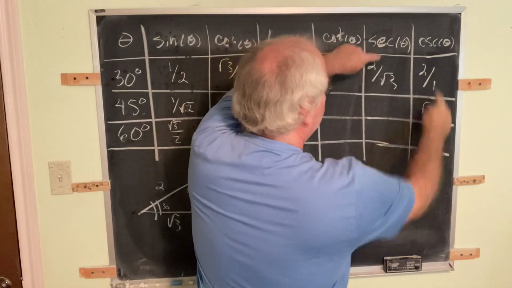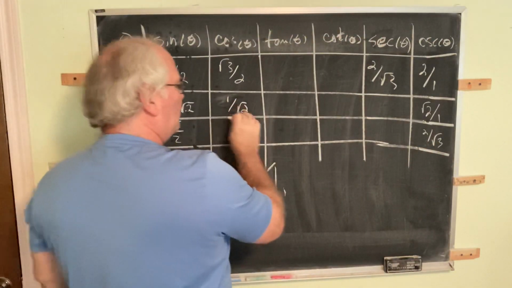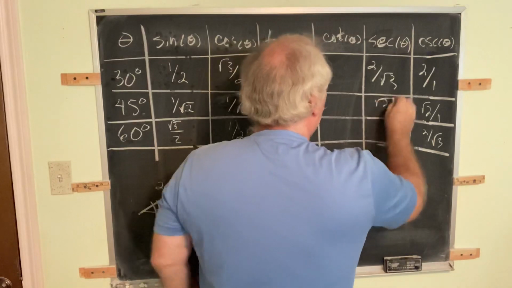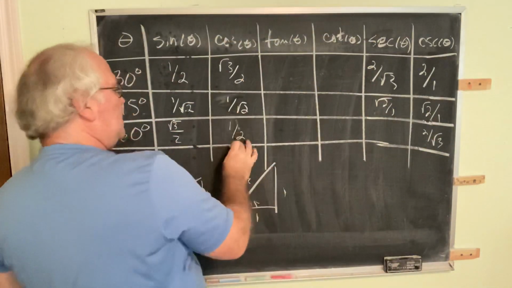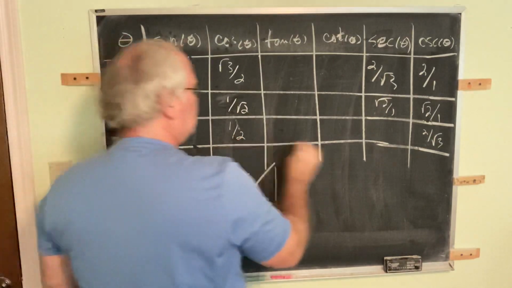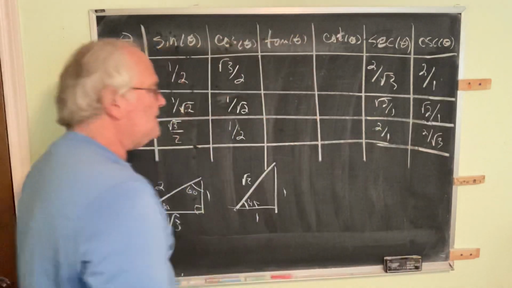Co-functions of complements. Secant is radical 2 over 1. These are co-functions of complements. And then secant of 60 degrees is 2 over 1, which is the reciprocal, or co-functions of complements.